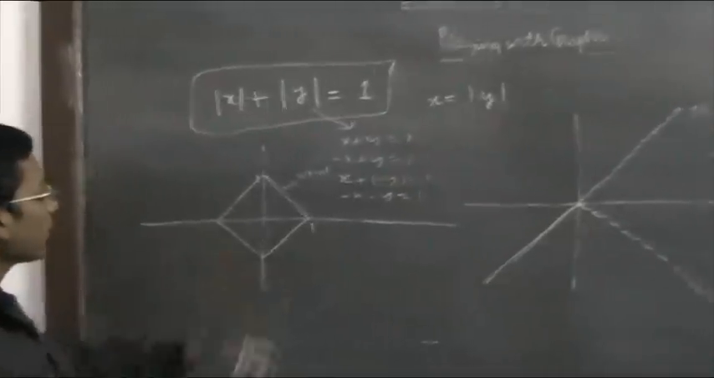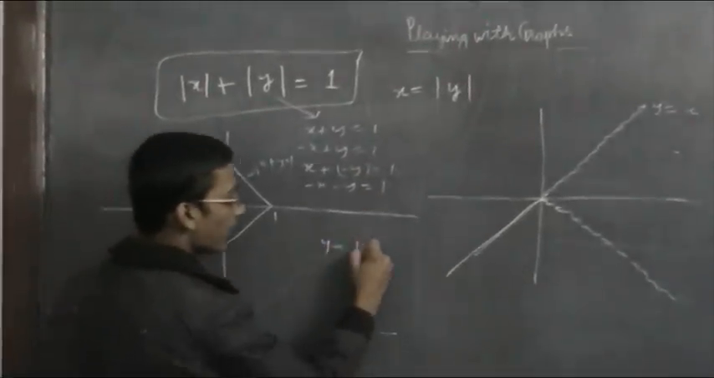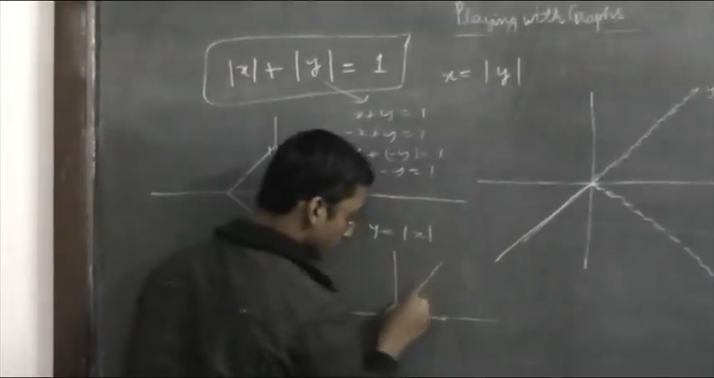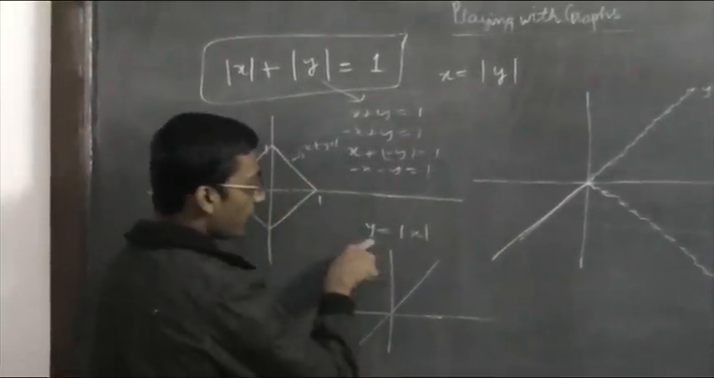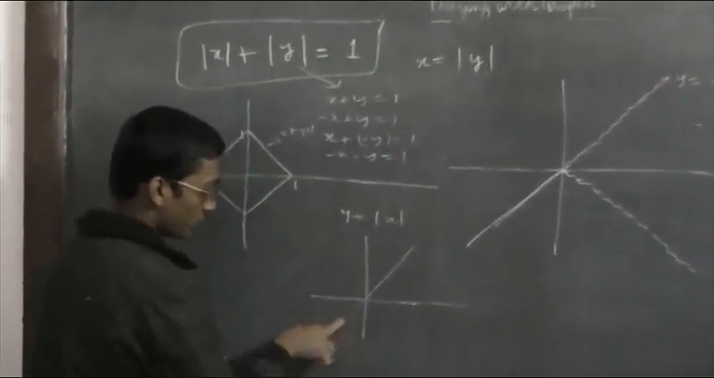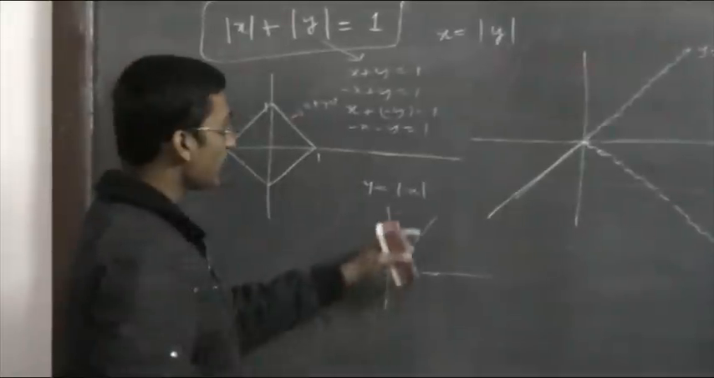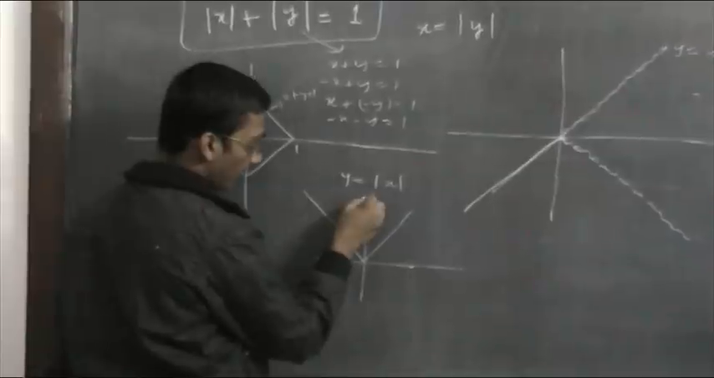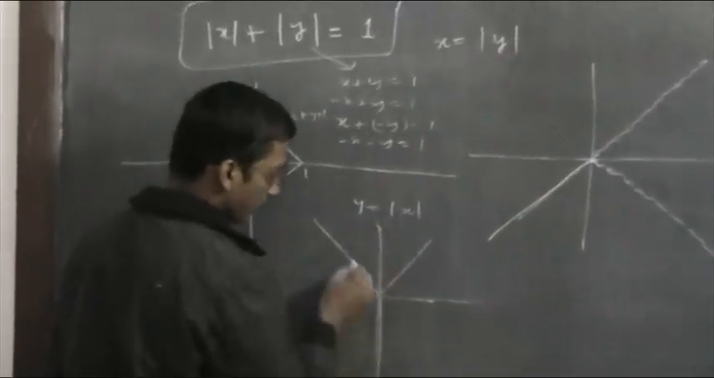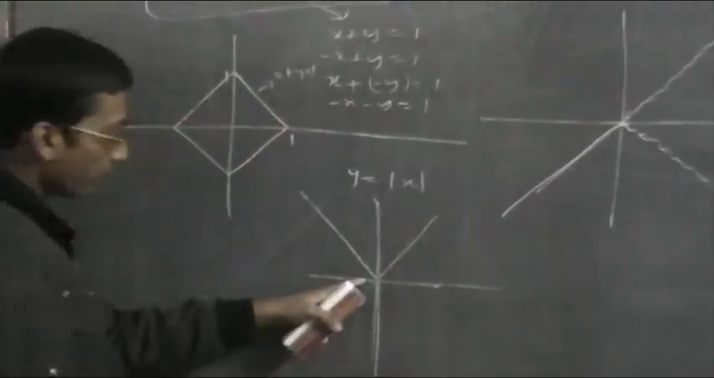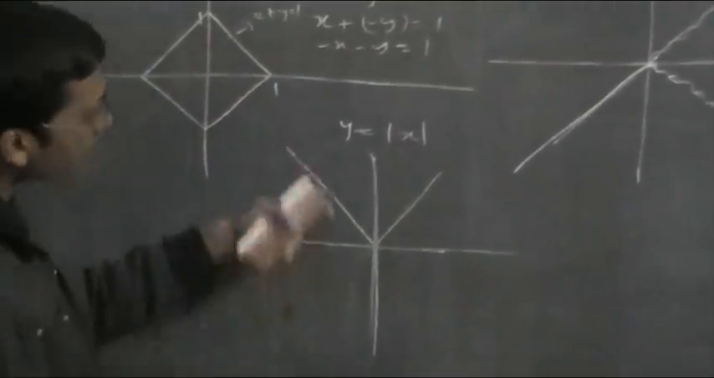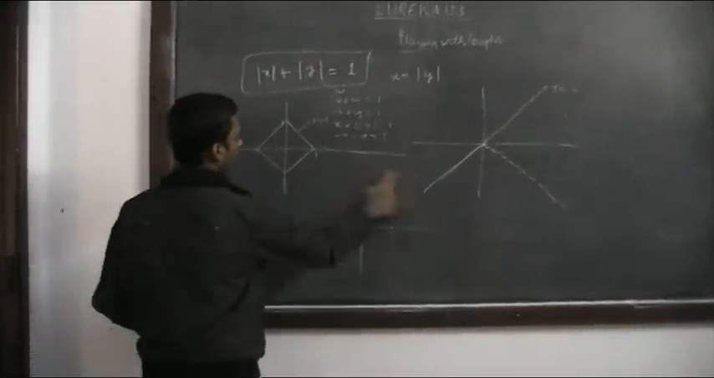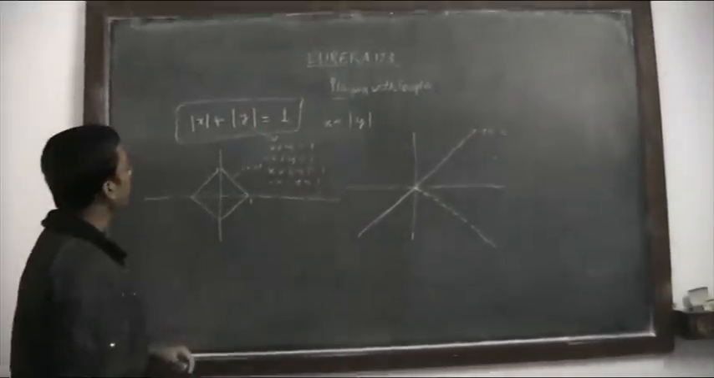So basically it's about reflection. When I told y equals mod x, it can also be thought of in this way. We drew this. Y cannot be negative, so we exclude this portion, we remove this portion, and then we take a reflection of this along the x-axis and y-axis. So we got this. Or we can not exclude this and take the reflection of this along the x-axis. We can do any of the two. So that is what we get.